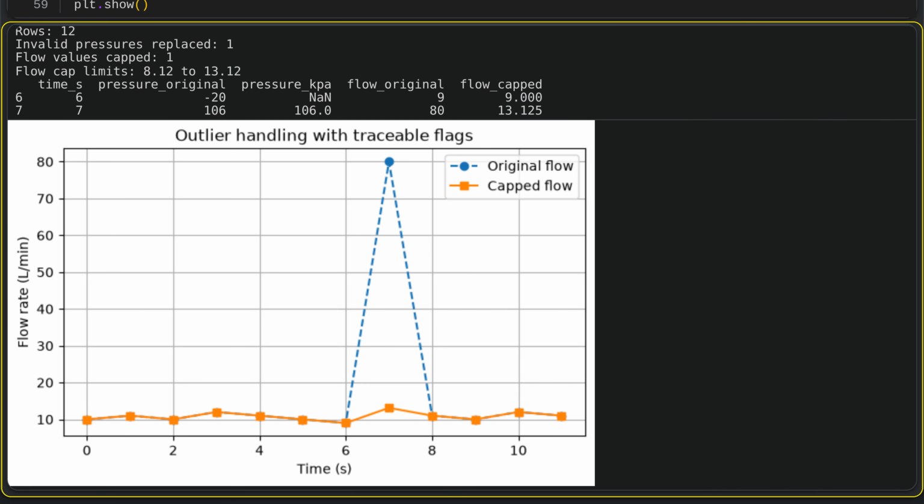This script shows how to clean engineering sensor data while keeping the process traceable. It stores pressure and flow readings, marks impossible pressure values as missing, and caps extreme flow values using robust quartile-based limits. It then reports how many values were changed, shows the affected rows, and compares original and cleaned flow data in a plot. The goal is transparent outlier handling that supports reliable engineering analysis.